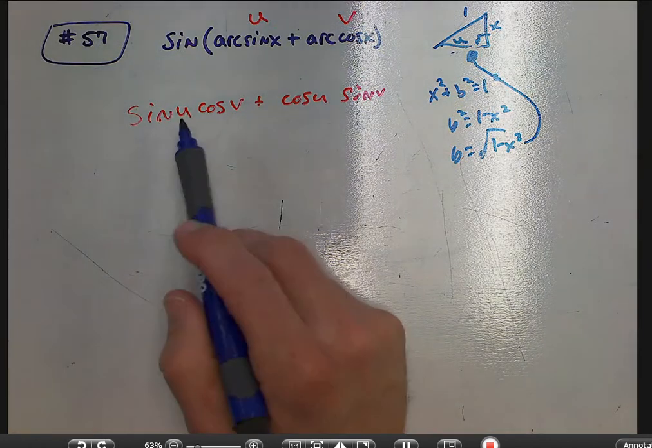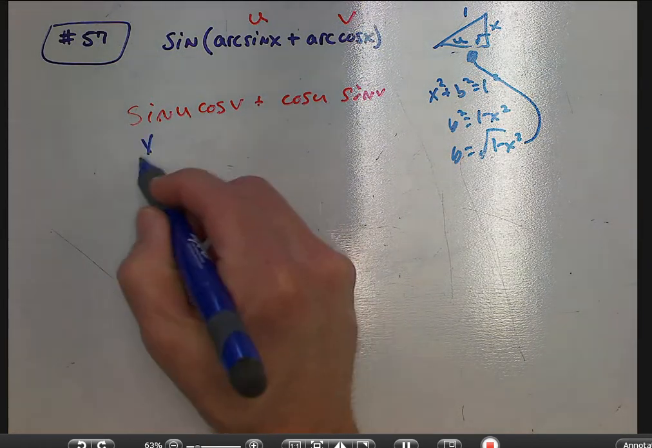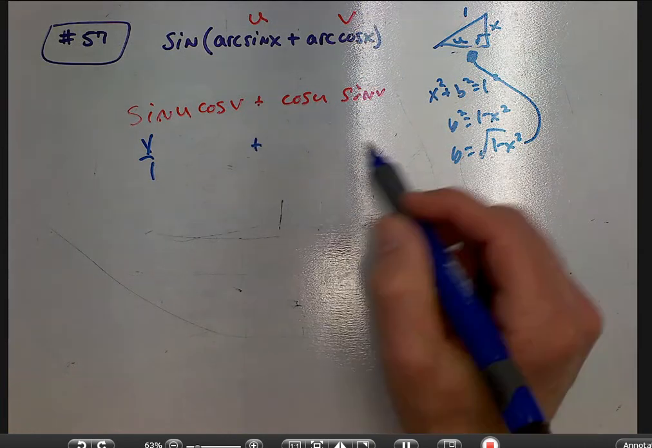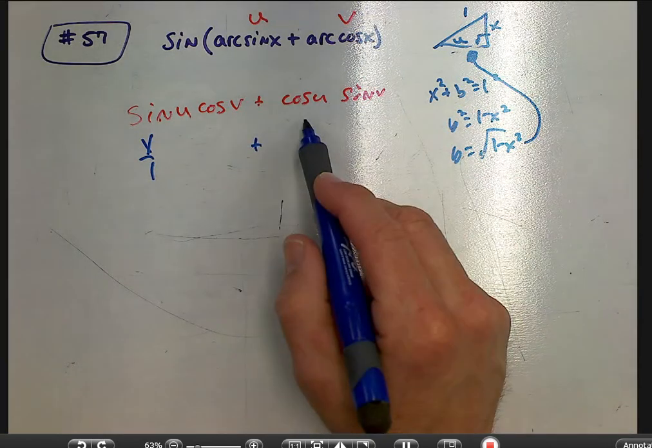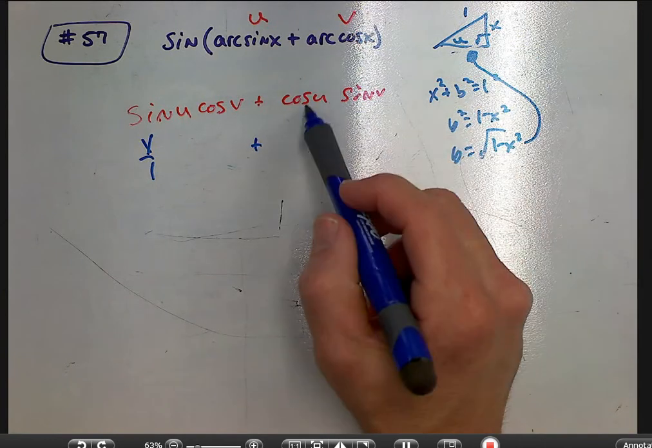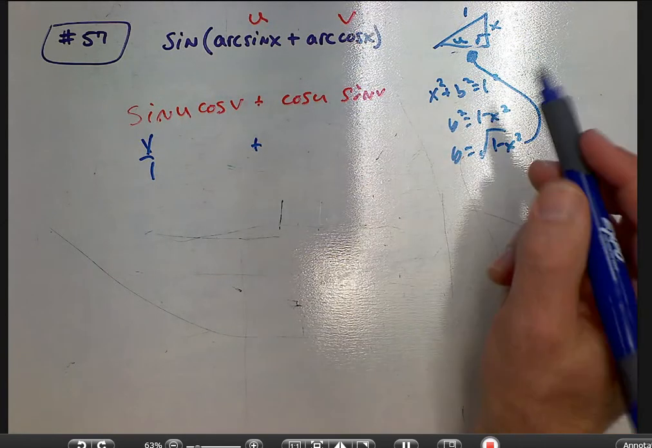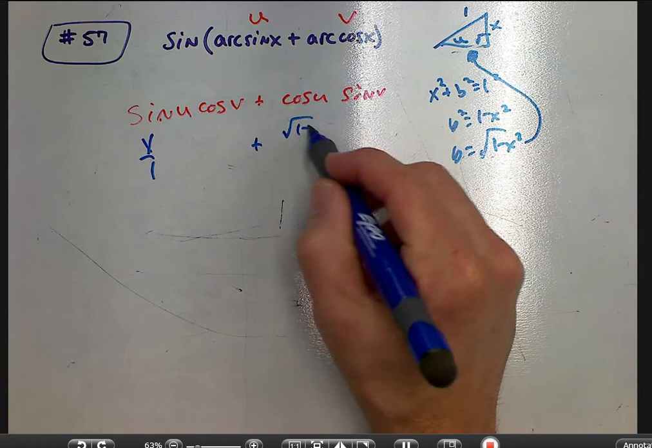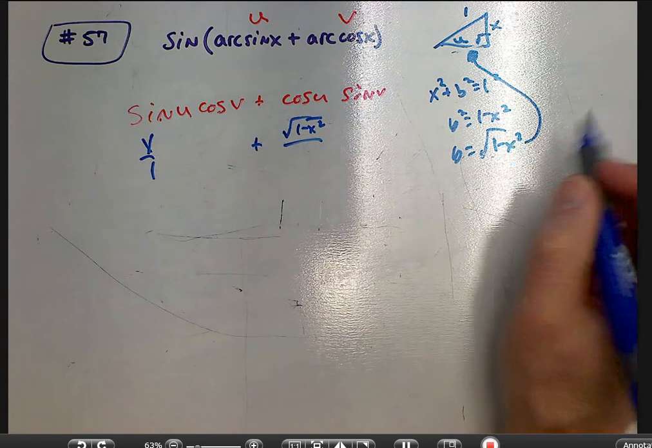The sine of u is x over 1. Cosine of v we don't know yet. Cosine of u we don't know yet. Sine of v, we do know the cosine of u. It is adjacent, square root of 1 minus x squared over 1.